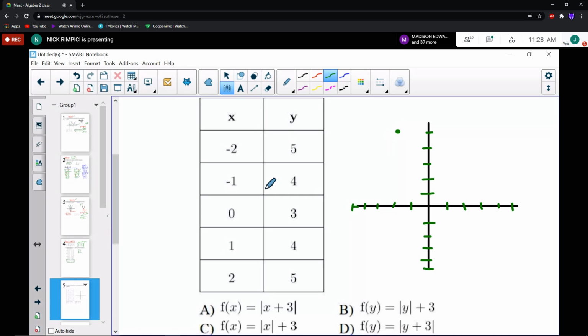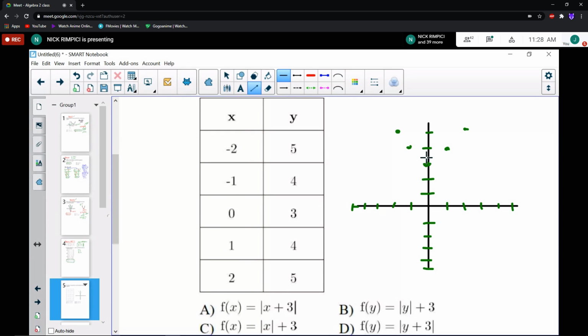Thank you. -1, 4. Isn't that just left 1, up 4? Yeah. And then 0, 3, I don't go left or right, I just go up 3, right? Like there. 1, 4 would be right 1 and up 4. And then 2, 5 would be right 2 and up 5. Okay, I'm just going to connect these.